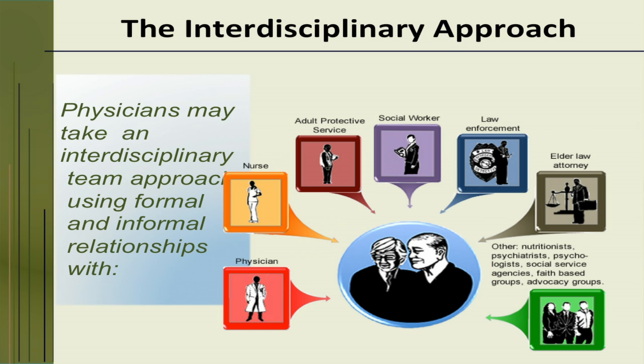So even when Adult Protective Services gets involved, what we know is that interdisciplinary approaches are the best approaches for intervening in these cases of elder abuse. And so physicians may take an interdisciplinary team approach using formal and informal relationships with a group of individuals such as the physician. They may have nursing involved, adult protective services, social workers, law enforcement, elder law attorneys, and then others such as nutritionists, psychiatrists, psychologists, social service agencies, faith-based groups, advocacy groups.